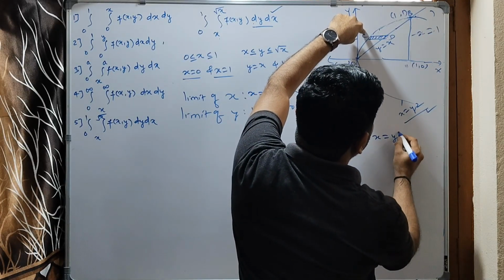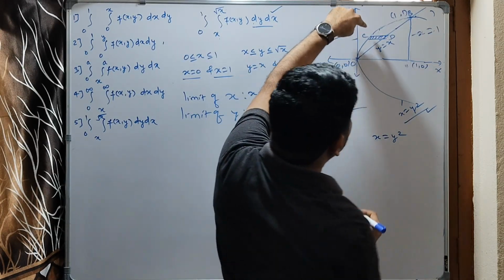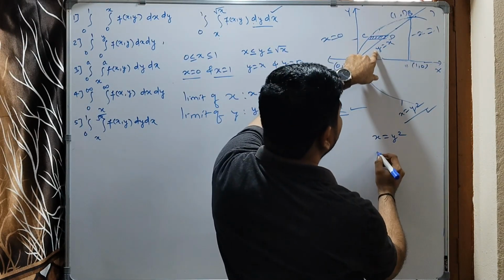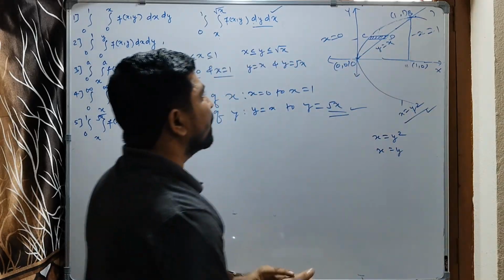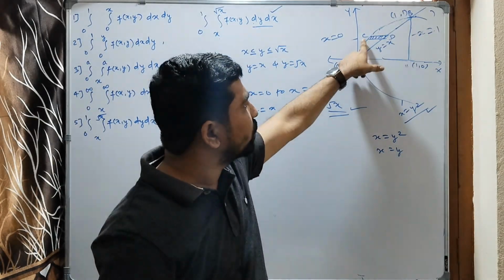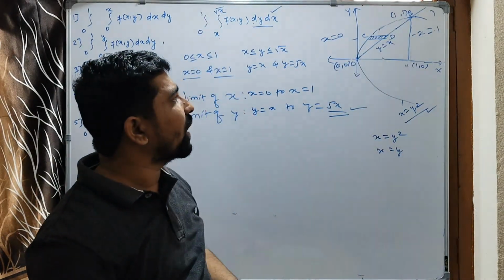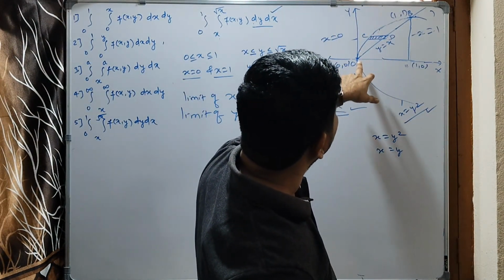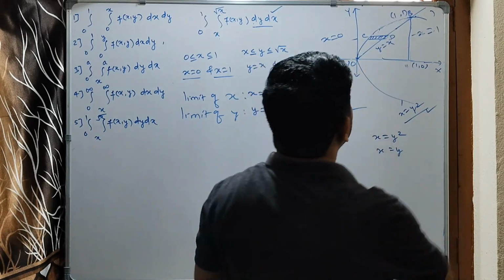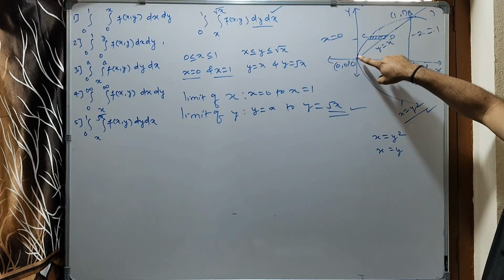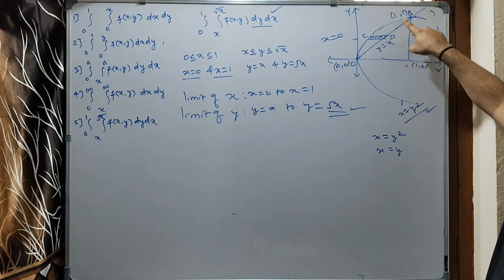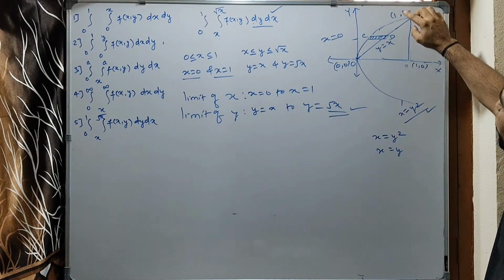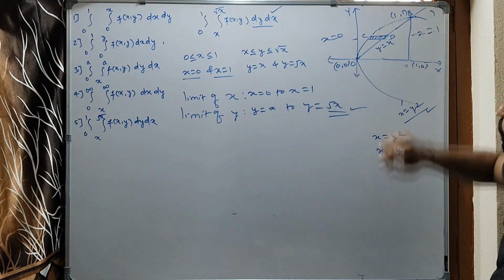The value of x at this point is x equals y square, the general value, and the value of x at this line is x equals y. Therefore, limits of x start from x equals y square to x equals y. Now the limits of y: my strip CD moves from this point to this point, so the height along the y-axis is 0 to 1.